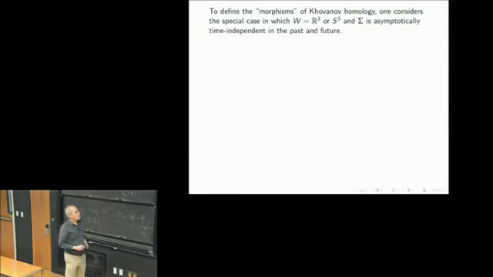Now, to define the morphisms of Khovanov homology, one considers the special case in which W is R3 or S3, and sigma is asymptotically time-independent in the past and future. But it could be anything in between.